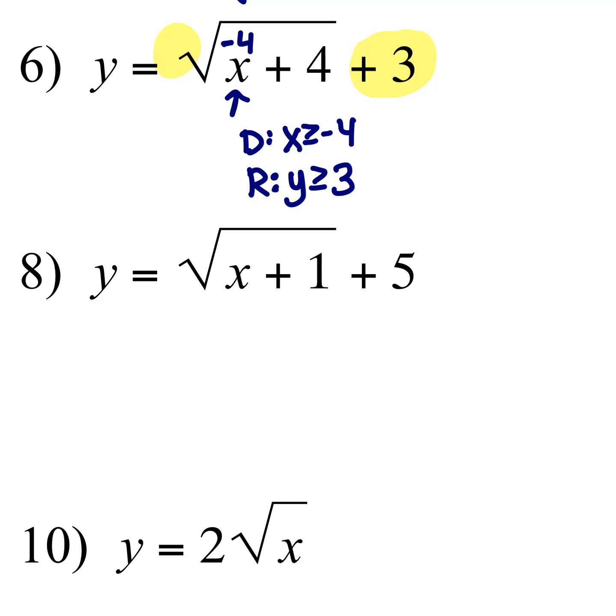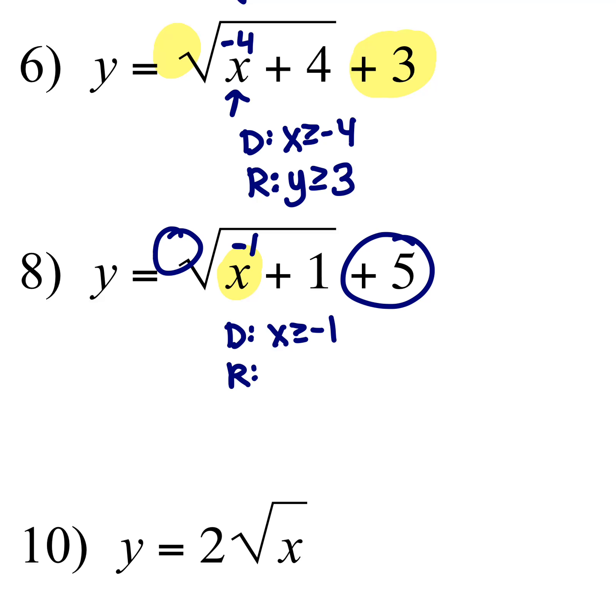Y equals the square root of x plus 1 plus 5. And the first number that I could substitute right here and it still be 0 is -1. So my domain is x is greater than or equal to -1. And my range has to do with this shift right here and whether it's positive or negative. Since it is positive, I'm going to say greater than. And since this shift has been up 5, I'm going to use the number 5. Okay?